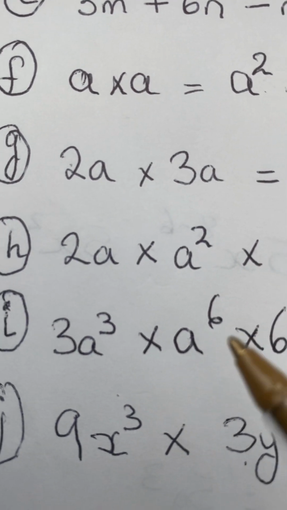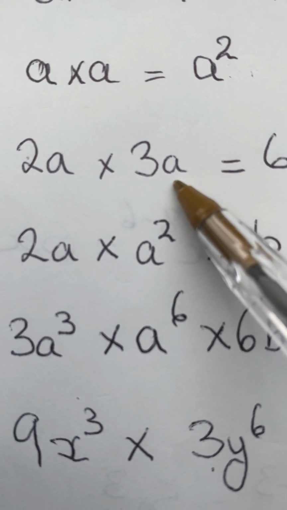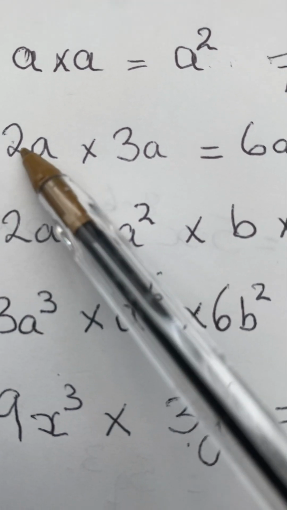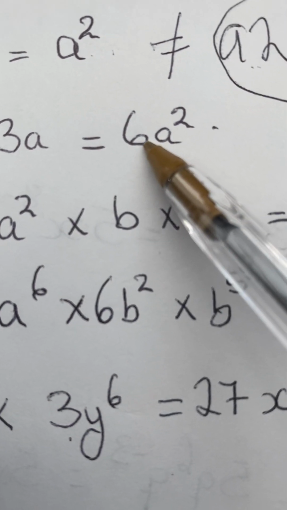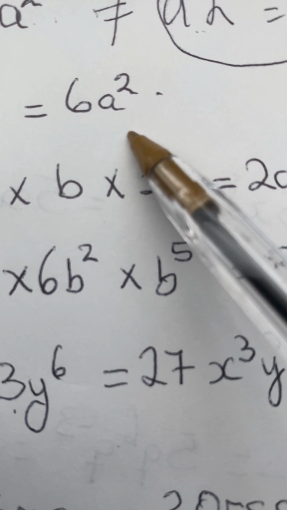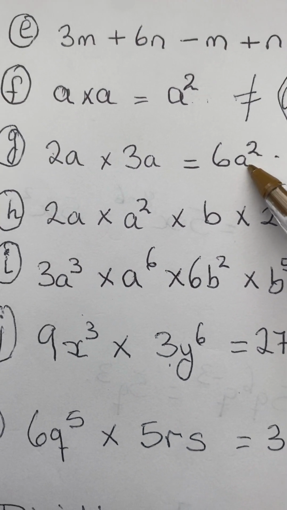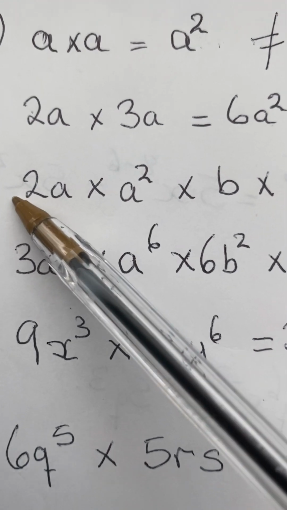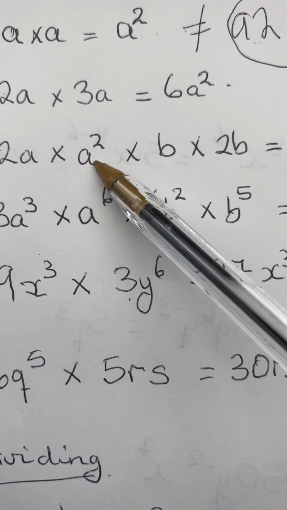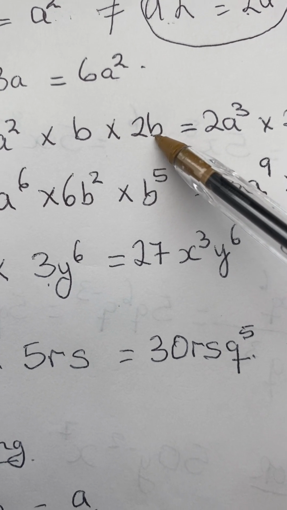Okay, now 2A times, not add, 3A. So if you are timesing, you times them together. So 2 times 3 is 6. A times A is A squared. So this is our answer. I hope you get that. Okay, the next question is 2A times A squared times B times 2B.